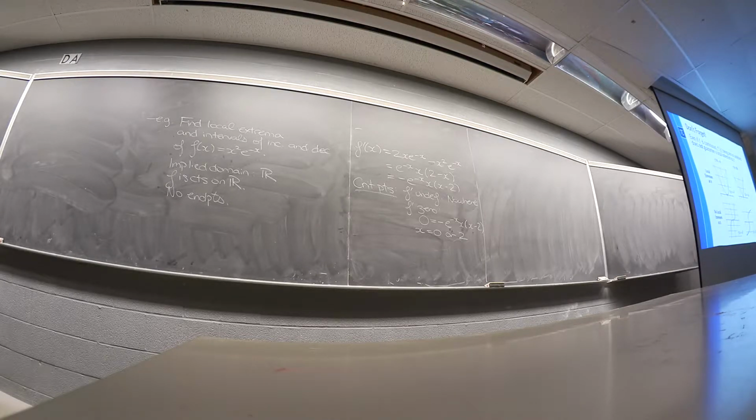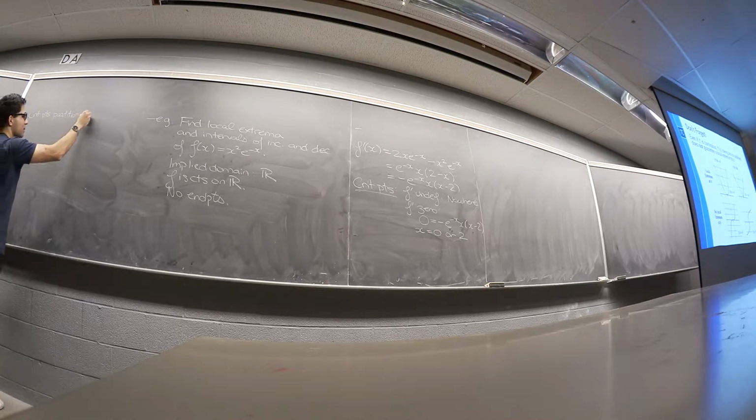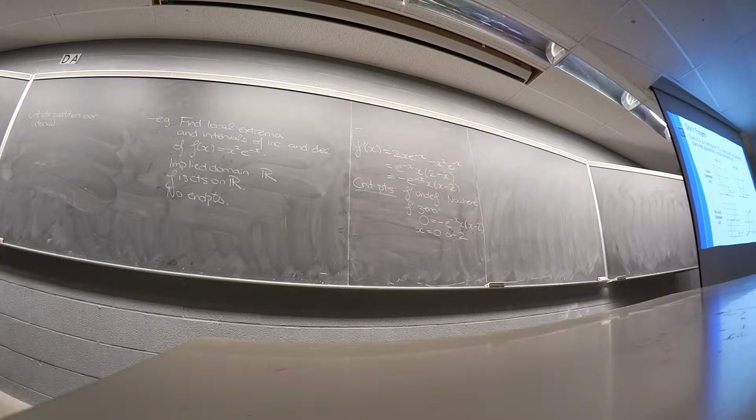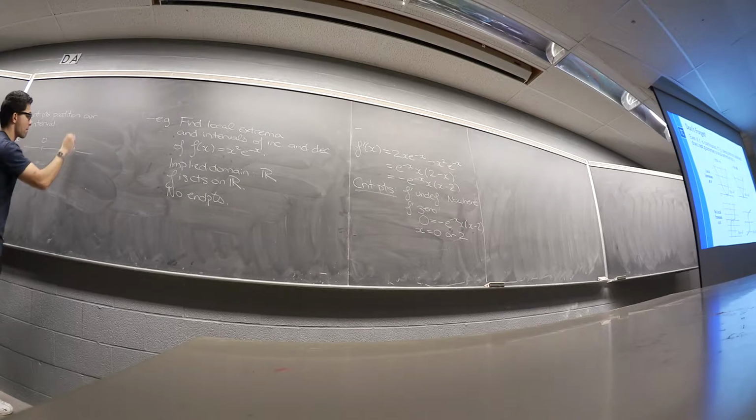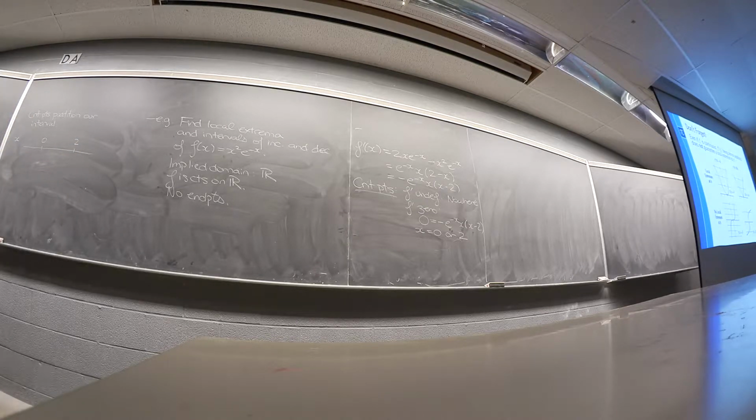Okay, we use our critical points to partition our interval, or our domain. So let's look at what that means. Here are x values. The critical points were 0 and 2. There's no endpoints to think about. And now we need to see what our derivative does in each of these pieces in between.